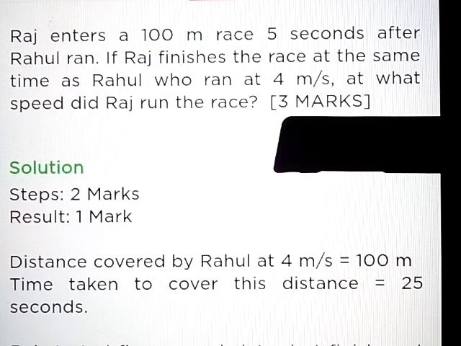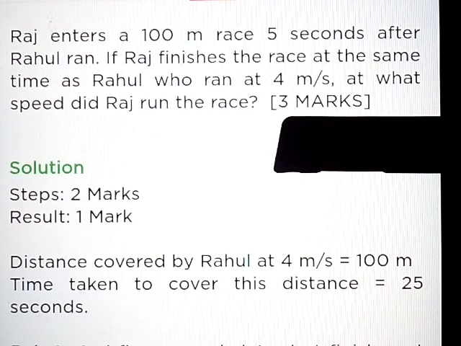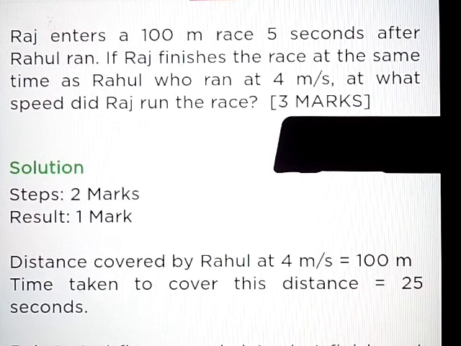Question number 11. Raj enters a 100-meter race 5 seconds after Rahul ran. If Raj finishes the race at the same time as Rahul, who ran at 4 meters per second, at what speed did Raj run the race?